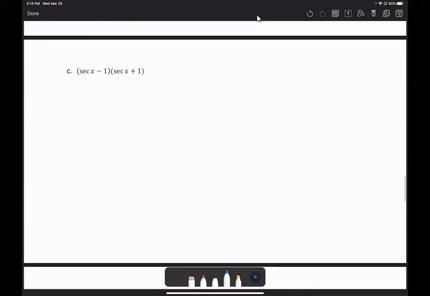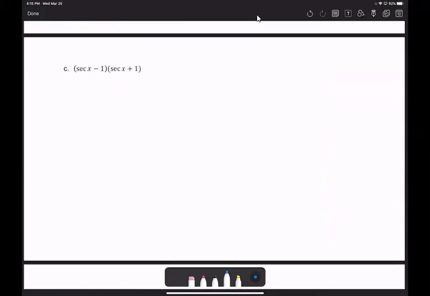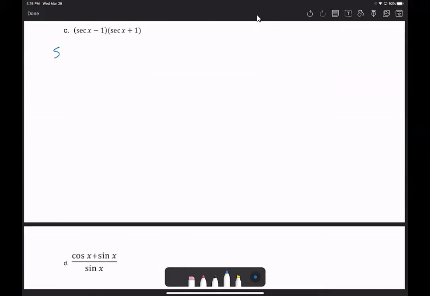So the next example, I see this one, but I notice that these secants are not squared. Well, I know that's not an identity. So really the only thing we can do here is get rid of the parentheses by distributing. We weren't able to get rid of it by substituting like we did up here. We can FOIL. So I'm going to FOIL this out, first, outer, inner, last. So it's secant squared x plus secant x minus secant x minus 1.